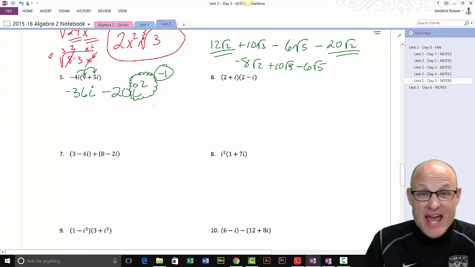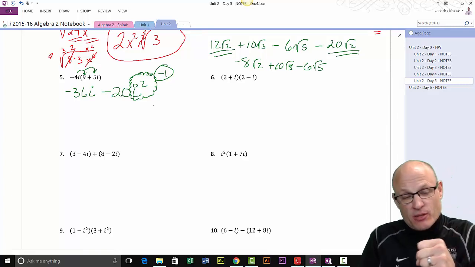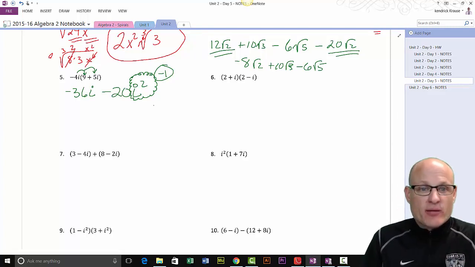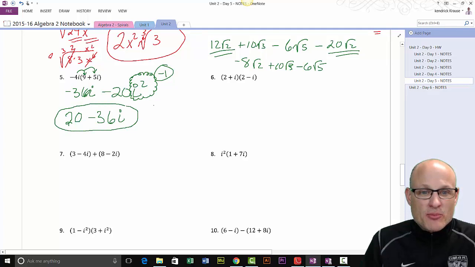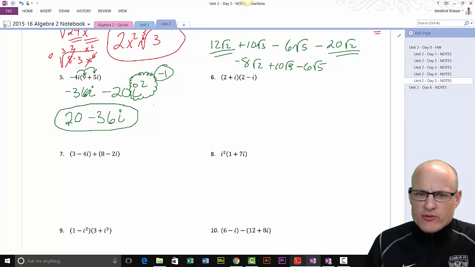Now, in order to put this in a plus bi form, the real number comes first, and then the imaginary number. So the real number in this case is going to be 20, and then minus 36i. My handwriting is really not this bad. But boy, my computer's dying on me, kids. There it is. And let me just show you that you can get that using a calculator.